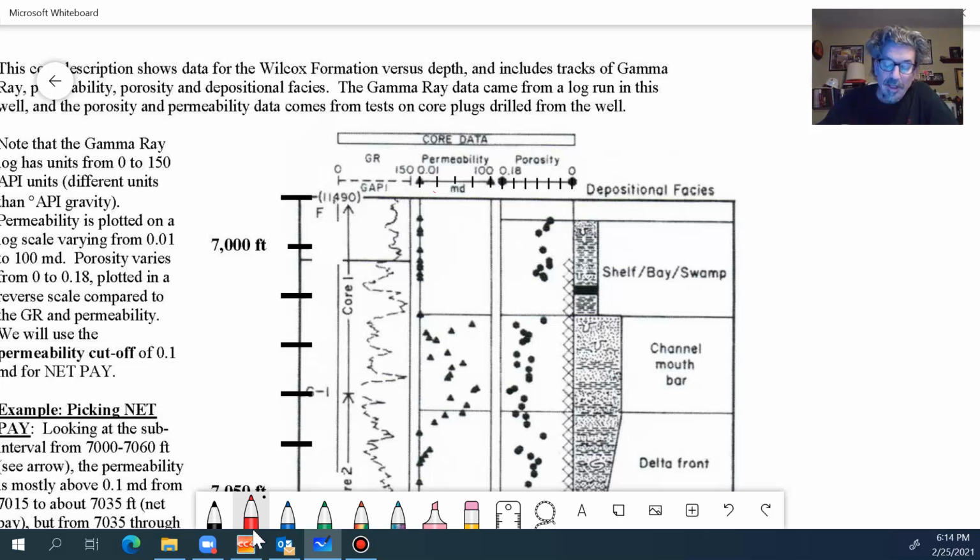Then we have the porosity scale, and the porosity scale is actually reversed. So permeability is increasing from left to right, porosity is increasing from right to left. Here's 0, and it goes over to 0.18 or 18%. This is a linear scale, and it's divided into 1, 2, 3, 4, 5, 6 different divisions, and so that means 3% porosity or 0.03 porosity for every division. Okay, so erase that.